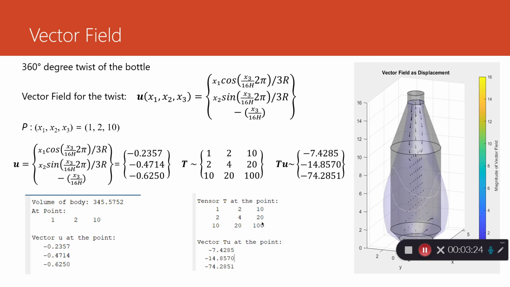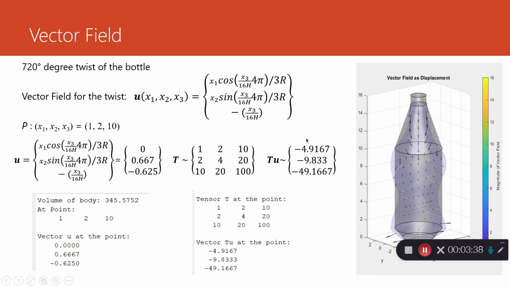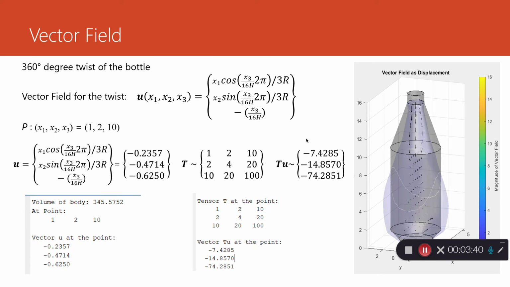And the other thing which I've done is I've created a second vector field, but the twist of the bottle here is 360 degrees. So the vector field is the same, just there's a difference of 2 pi. That is, for the previous one it was 4 pi, and this one it's 2 pi. Rest is the same for the same points. The vector tu, where it is tensor acting on vector u, has components minus 7.4285, minus 14.8570, and minus 74.2851.